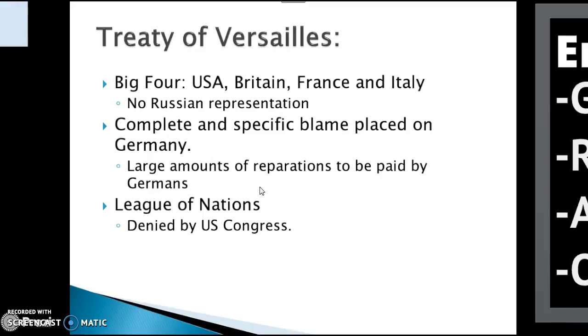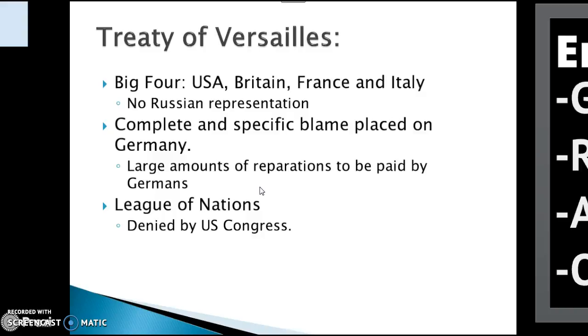So the Treaty of Versailles. So the 11th, November 11th, is going to be Armistice Day. Today in the United States we call it Veterans Day. But a lot of Europe still calls it Armistice Day. So at the Treaty of Versailles, these guys are collected. The thought is they sort of do a redo of Congress of Vienna.